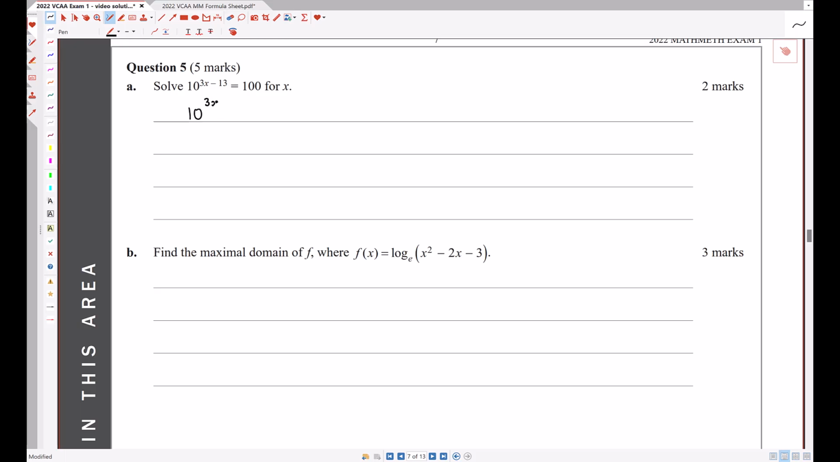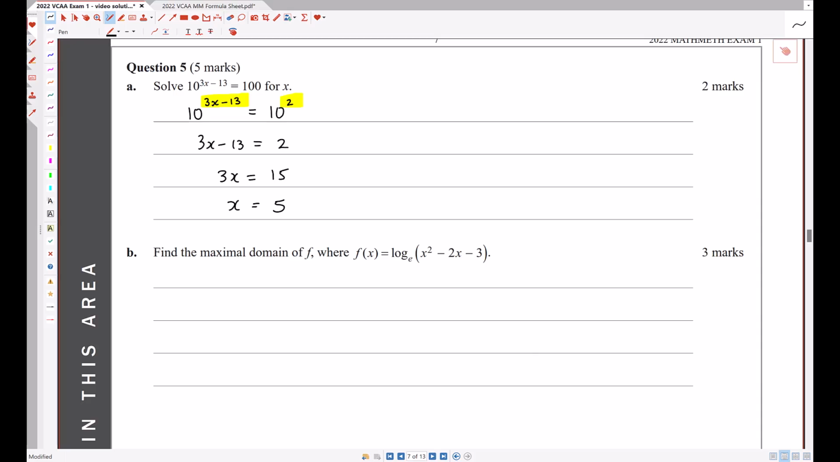So this is 10 to the power of 3x minus 13, and 100 is 10 squared. And if we can write both sides as a single exponential with the same base, then we can simply equate the powers. So 3x minus 13 equals 2, and therefore 3x equals 15, and therefore x is equal to 5.